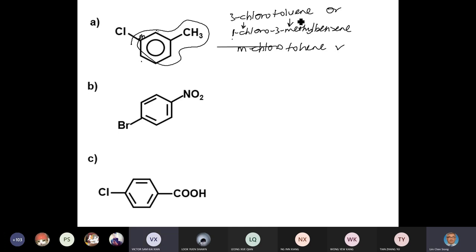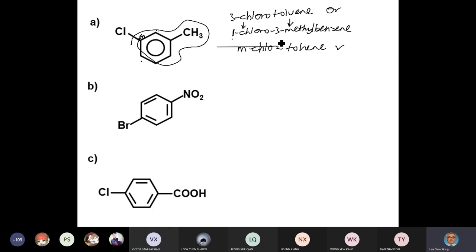I mean, why can three chloro methyl benzene not be used? I didn't put three. You put three chloro, followed by one methyl. I didn't put one, I just put three chloro methyl benzene. It cannot be.